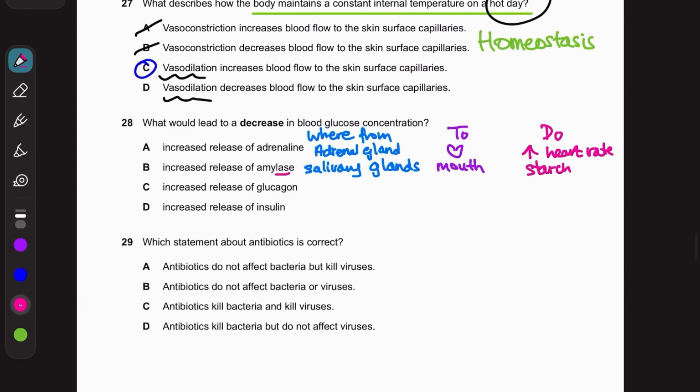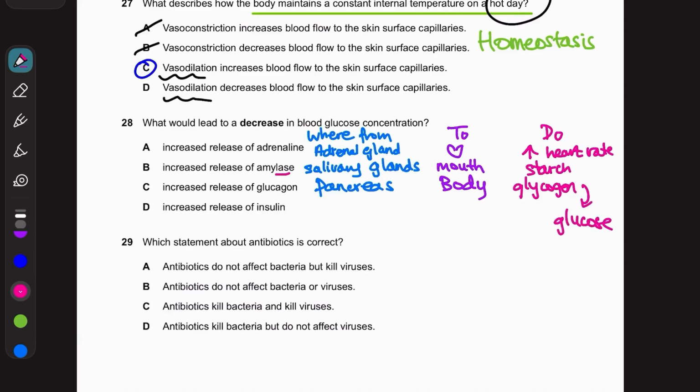And then moving on to glucagon. Right? Glucagon, where is it produced? Produced in the pancreas. Where is it going? It goes to the cells everywhere. Okay, lots of places, just the body in general. And what it does is it breaks down glycogen to glucose. Okay, glycogen to glucose.